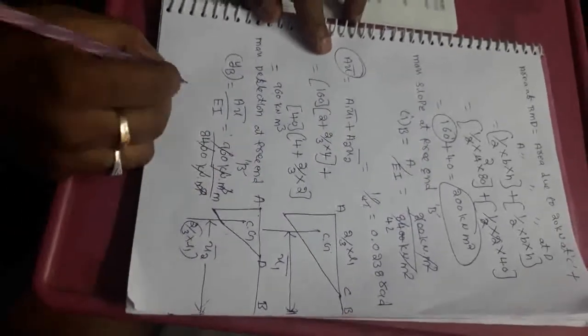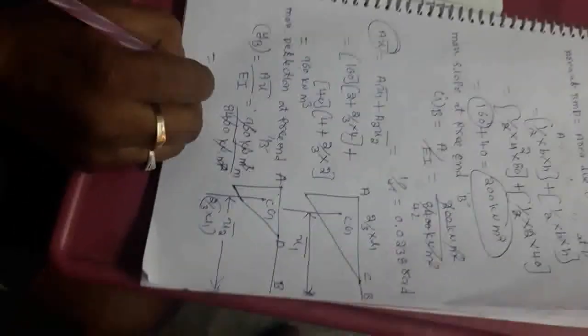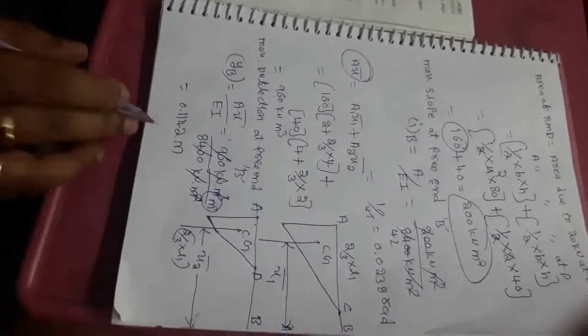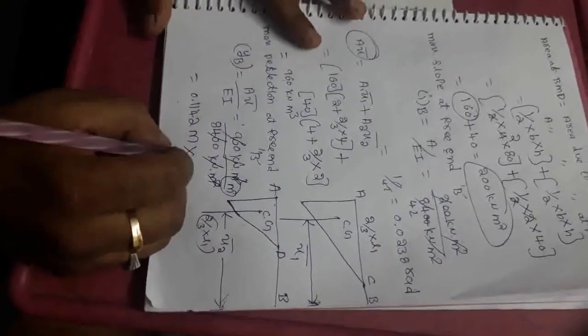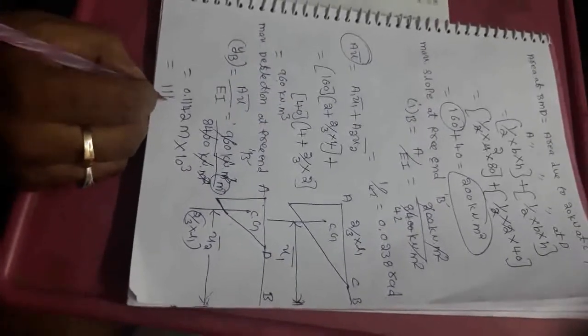So 960 by 8400. You can simplify these terms and get 0.1142. The remaining unit is meters. You can change this value into mm by multiplying with 10 to the power of 3. After multiplying with 10 to the power of 3, you get 114.2 mm. So this is YB, the Y maximum. So this is the answer.